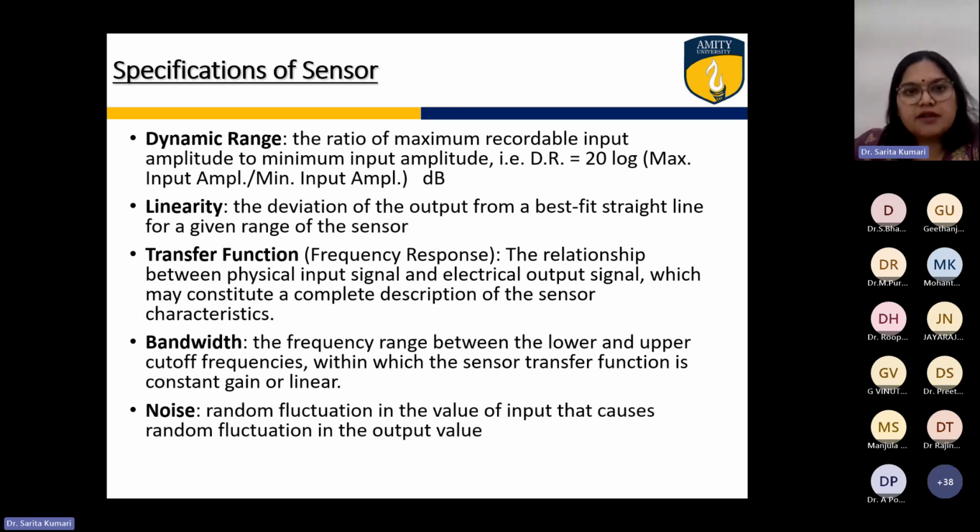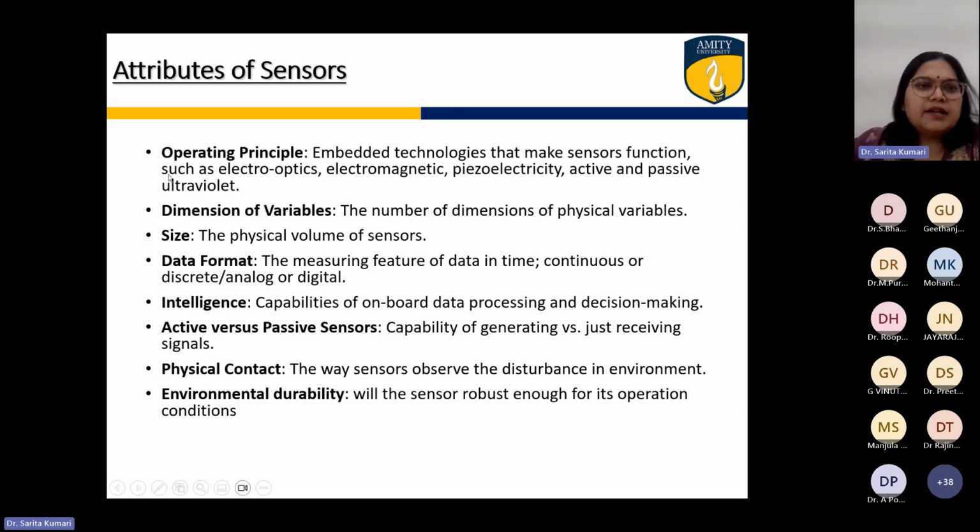Then different attributes are there, that is the operating principle. Different kinds of operating principles can be used: electro-optic, magneto-optic, electromagnetic, piezoelectric, active, passive, ultraviolet, etc. These are the different types of operating principle we can use for sensors. Then there are different dimensions: the physical size of the sensor, and what kind of data format we require, whether analog format or digital format.